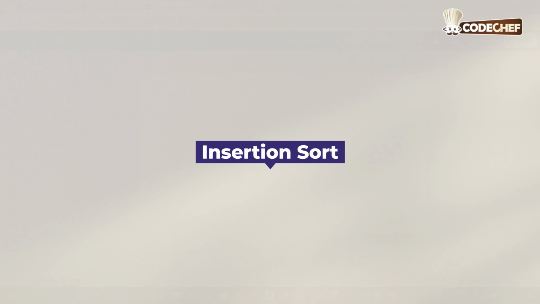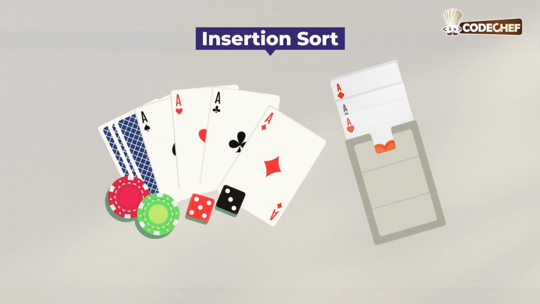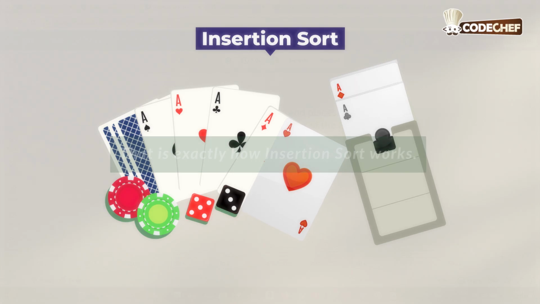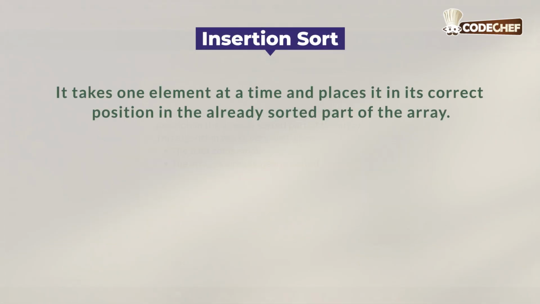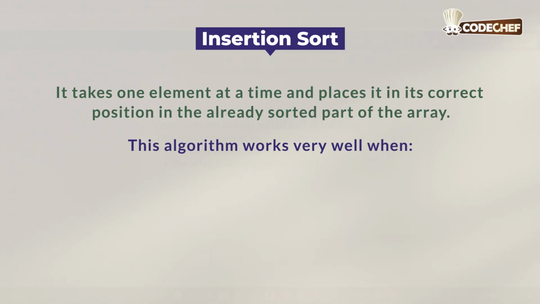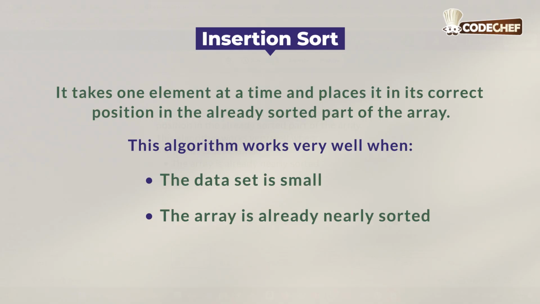Introduction to insertion sort. Imagine you're playing cards. When you pick a new card, you don't randomly place it. You insert it into the correct position among the cards already in your hand. This is exactly how insertion sort works. It takes one element at a time and places it in its correct position in the already sorted part of the array. This algorithm works very well when the data set is small or the array is already nearly sorted. However, it becomes slow for very large or completely unsorted arrays.